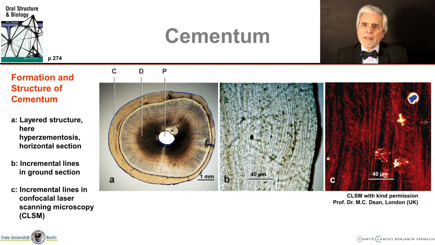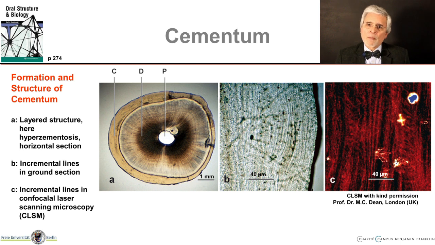Now let us take a closer look at the layered structure of the cementum as we can see it under the light microscope. So on the left, this is a horizontal section and the cementum is actually much too thick here, thicker than normal. This is a patient showing a hypercementosis, which is an excessively thick buildup of cementum. But that way you can see the growth lines better in this picture.